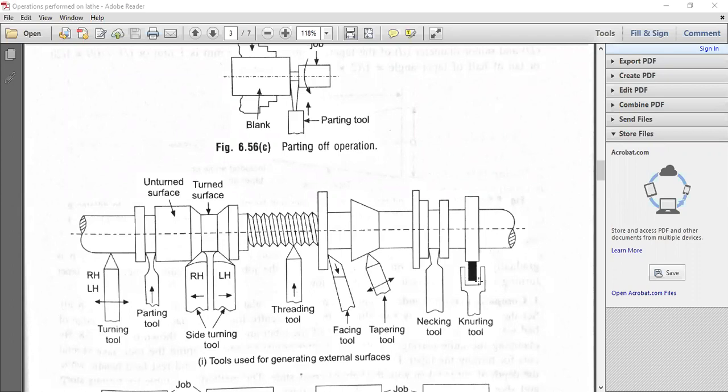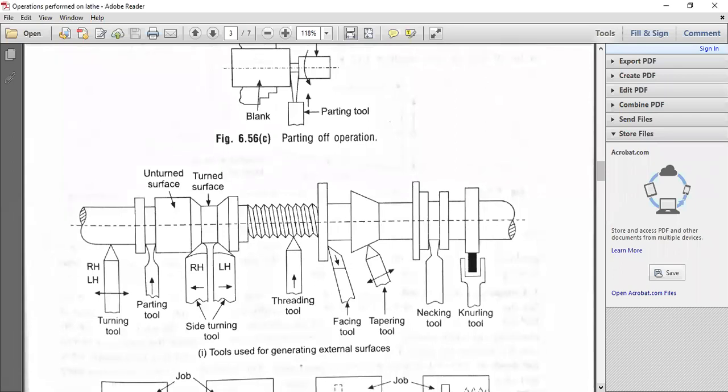You can do taper turning also on this particular job by showing a conical surface. The conical surface, you know, is a cone. A cone has a big end diameter at the top and a small end diameter at the bottom, or it can be a conical surface or a cylindrical surface. All these are very important things.